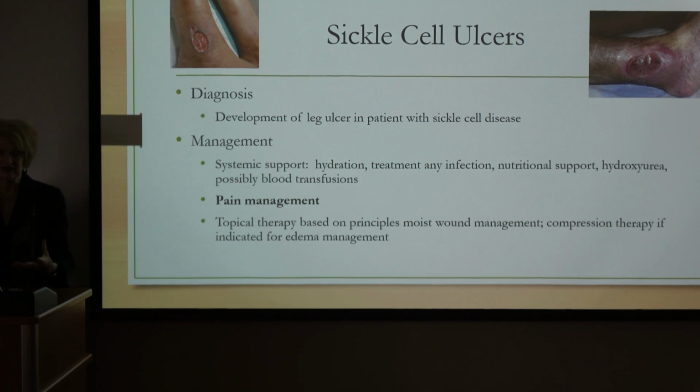We want to treat any infection. Infection can trigger a crisis. We want to provide nutritional support for wound healing. They may be placed on hydroxyurea, and the reason they may be placed on hydroxyurea is because it increases the ratio of normal hemoglobin to abnormal hemoglobin. So it increases normal and reduces the volume of abnormal. And if the patient's acutely anemic, they will require blood transfusion, which in turn will support healing.